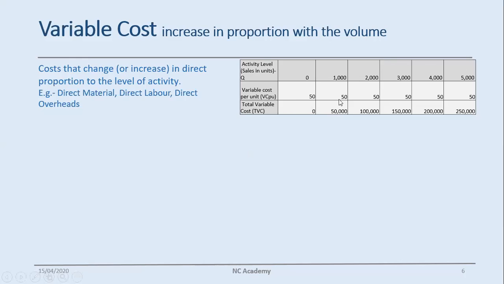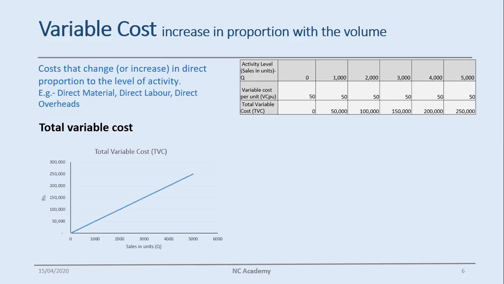Why? Variable cost per unit is 50, and when you are producing 1,000, your total variable cost becomes 50,000. When you're producing 2,000, it becomes 100,000. At 3,000, it becomes 150,000, and so on. It's very important to understand that, unlike fixed cost, variable cost is a unit cost. So how will total variable cost behave?